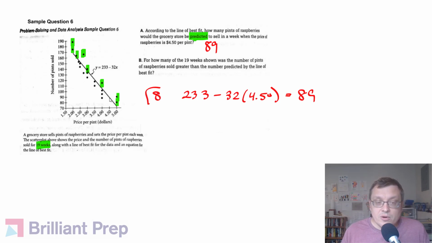So here we're comparing the actual data points to what's predicted. We also have some that are under the line. In some cases, you might have some right on the line. Nothing that special about it. It's more random that would happen. But at the very least, we know that the points above the line tell us the actual values during those 19 weeks above predicted. So we get 89 for part A, and we get 8 for part B.